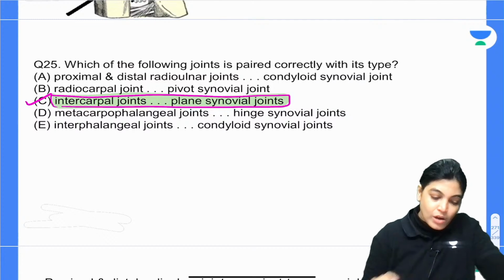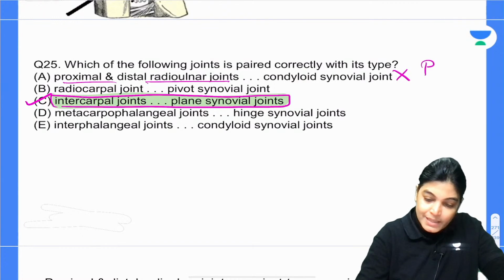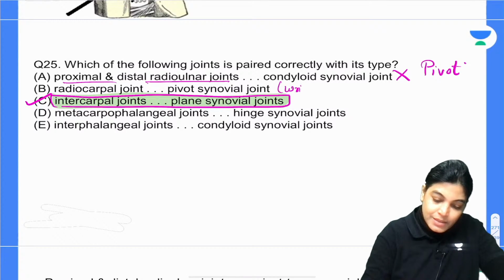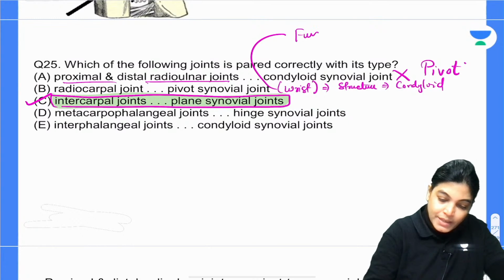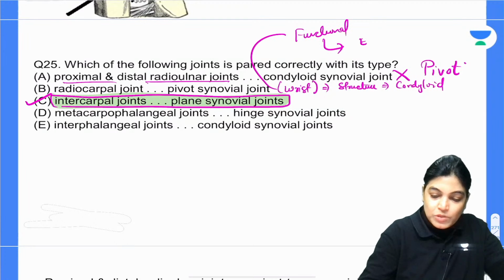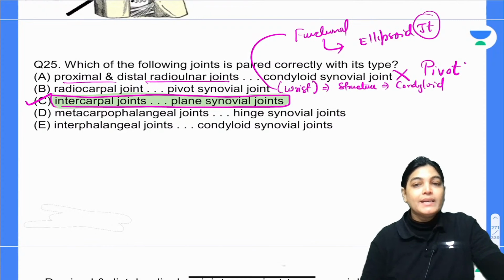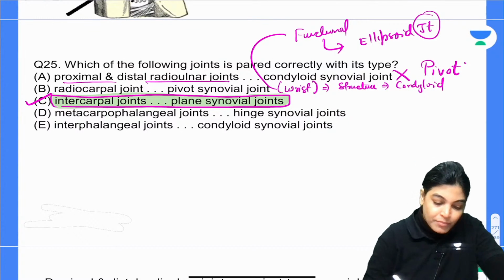Okay, my dear aspirants, about the other joints: proximal and distal radioulnar joint being condyloid joint is wrong. It is pivot type of synovial joint. Radiocarpal joint, also called the wrist joint, structurally is an example of condyloid joint, but functionally it is an example of ellipsoid variety of synovial joint. Please note down, it is important to know that the wrist joint is ellipsoid variety of synovial joint, but that is the functional classification. If we talk about structural classification, it is condyloid type of synovial joint.